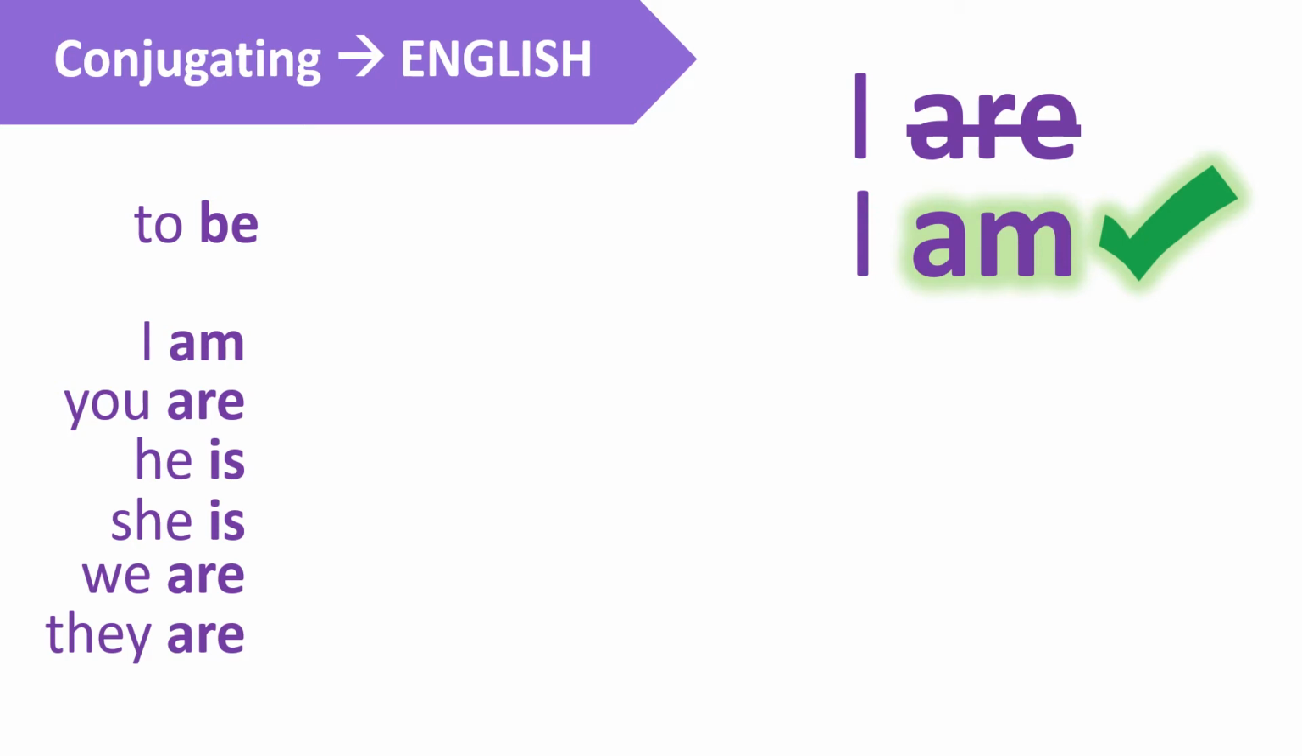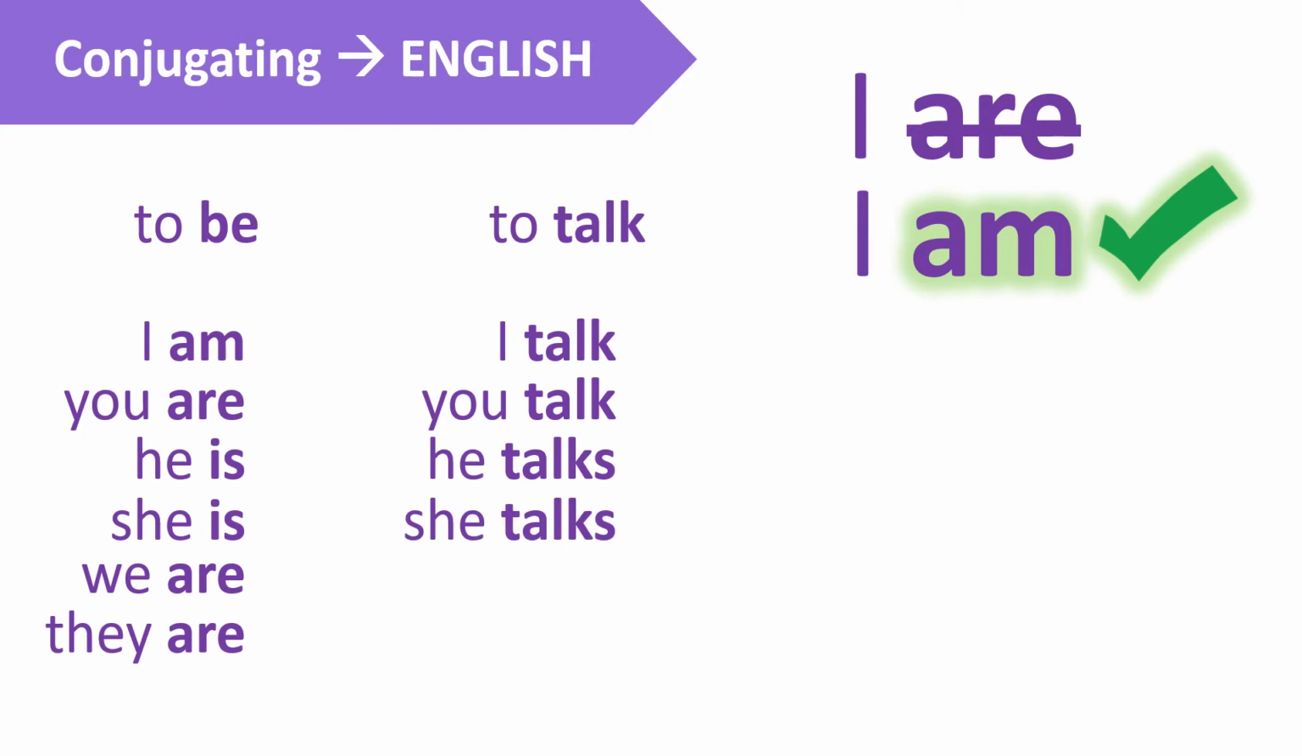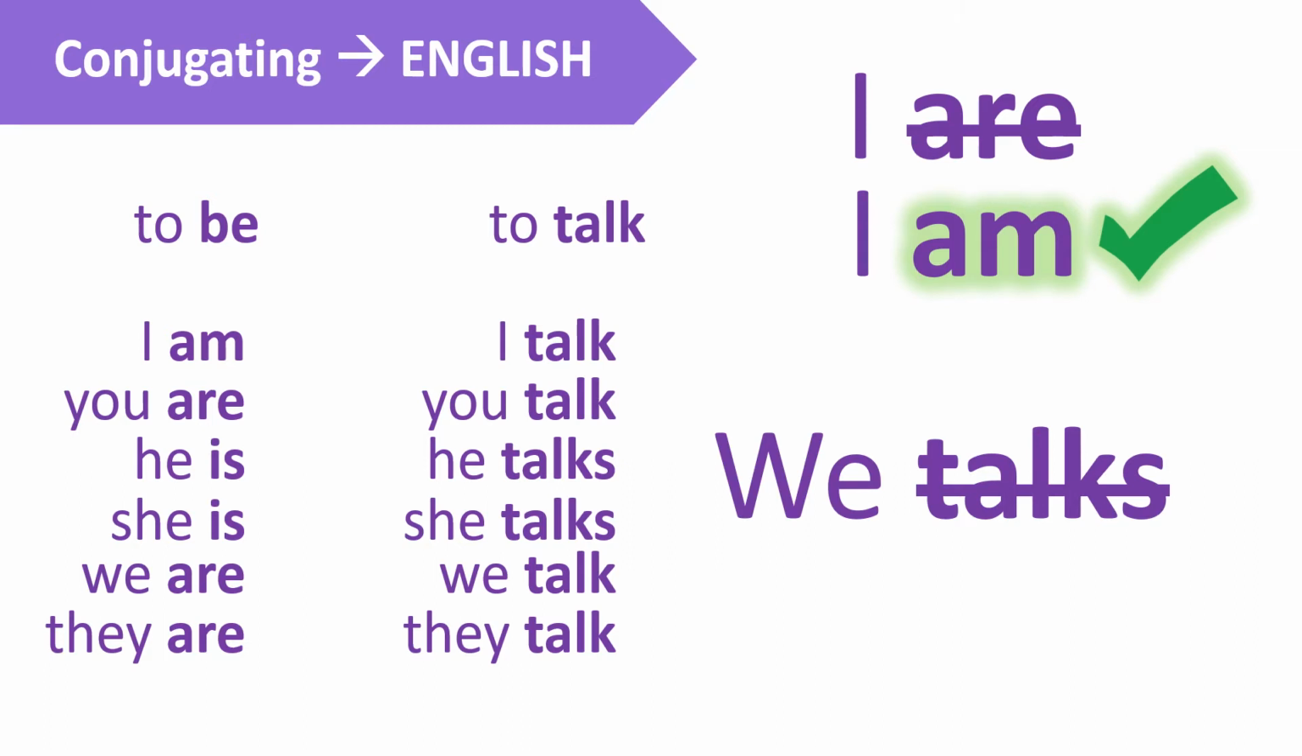Please note there are other variations of English. They are valid, but currently we are discussing standard English. To talk. I talk, you talk, he talks, she talks, we talk, and they talk. It doesn't make sense to say we talks because the S ending does not go with the subject pronoun we. The S ending can only go with he and she.